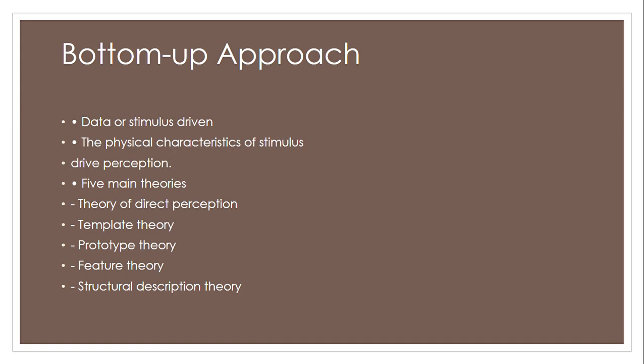The bottom-up theories explain perception as a stimulus-driven process. That is, we focus on the characteristics of the physical stimulus that we perceive and then we move upwards, attach meaning, recognize and do other higher functions. We learn five major theories of perception that take a bottom-up approach in this module. The first one is the theory of direct perception, then template theory, prototype theory, feature detection theories, and structural description theory.